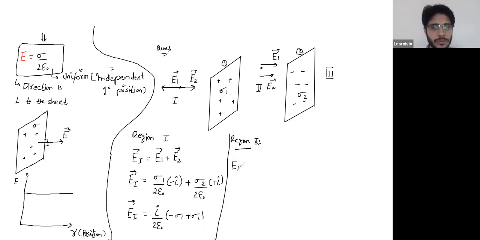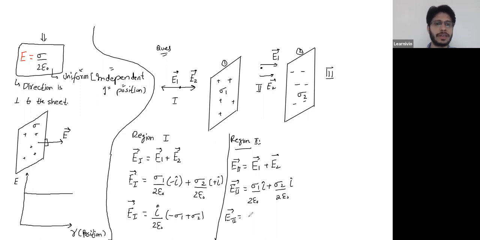So in region 2, the net field is simply the vector sum of E1 and E2. So the net field in region 2 is E1, which is sigma 1 by 2 epsilon naught I cap, plus E2, sigma 2 over 2 epsilon naught I cap. So in region 2, you can take I cap by 2 epsilon naught as common, and we are left with only sigma 1 plus sigma 2. So this is the value of electric field in region 2.